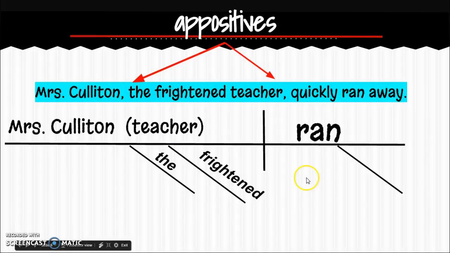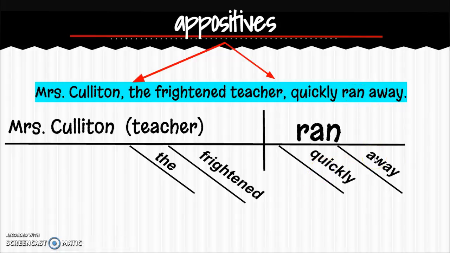And then I still have two adverbs over here. How did she run? Quickly. And where did she run? Away. You can see they're split by the verb, but they're both in the order in my sentence diagram, in the order in which they appear in the sentence.